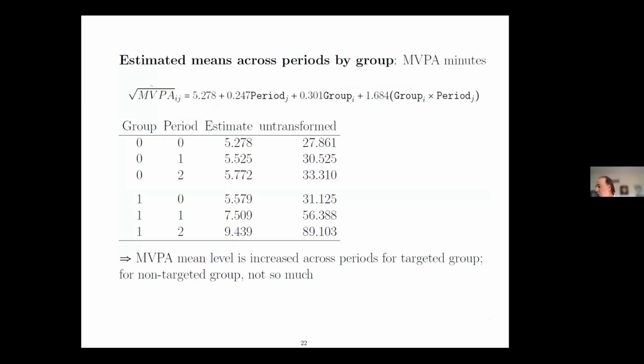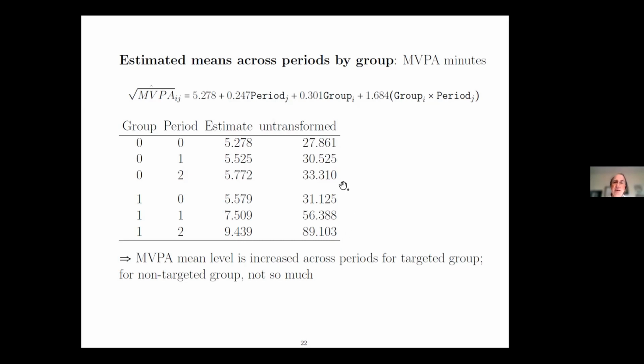Now, let me just show as an example how we can take the estimates and see what they tell us in terms of raw numbers. Here I've got the estimates of the mean model for moderate vigorous physical activity. I just use those beta coefficients, plugging in the 2 values for group and the 3 values for period, to get the estimates based on the model on the square root metric. And then if I square those, I get it on the metric of minutes.